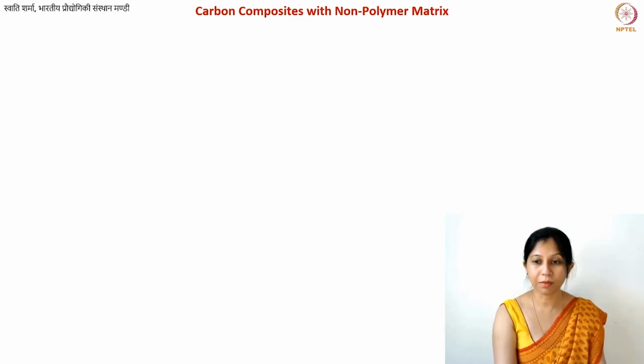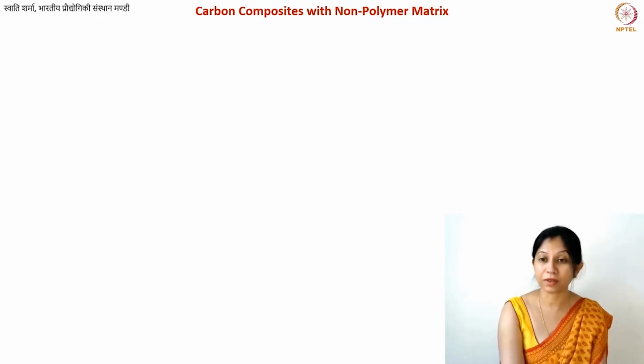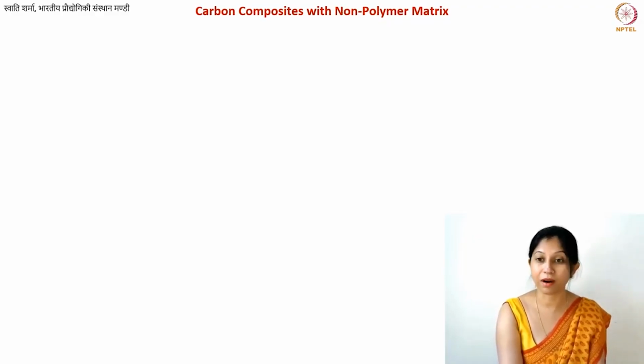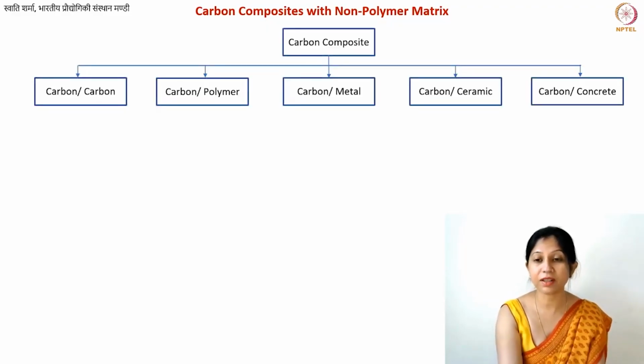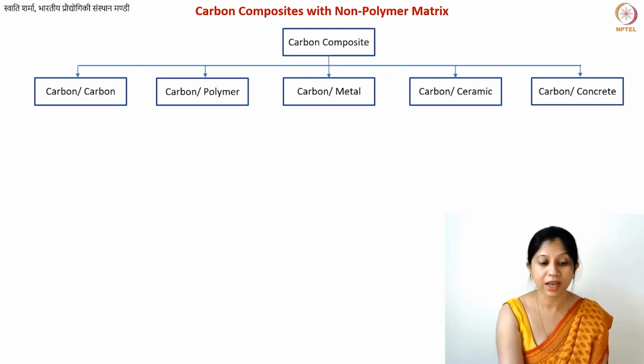In this lecture, we are going to learn about some other carbon-based composites. We have already learnt about CFRPs, carbon fiber reinforced plastics. We also now know about the carbon-carbon composites. But as I had mentioned previously, we also have other materials such as carbon metal or carbon ceramic composites or carbon concrete. So basically, you can keep on changing the matrix and then you can get newer carbon materials.